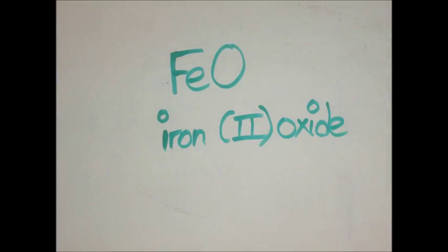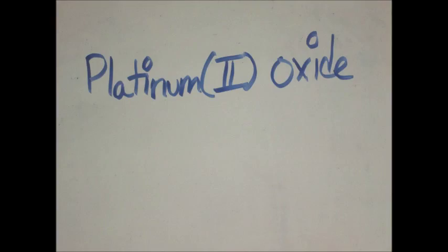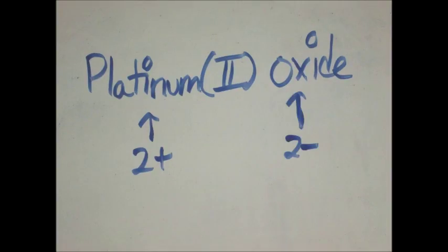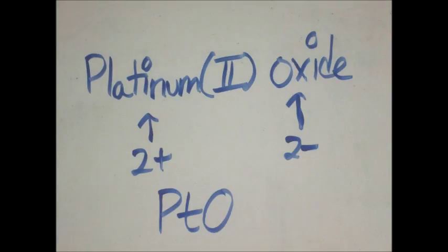While you can use the chemical formula to find the name, you can also use the name to find the chemical formula. For example, platinum(II) oxide. That shows the charge of the transition metal. In this case, platinum has a charge of 2+. Since platinum has a charge of 2+, and oxygen, according to the periodic table, has a charge of 2-, the chemical formula is PtO.